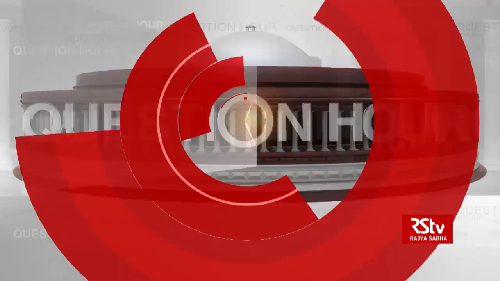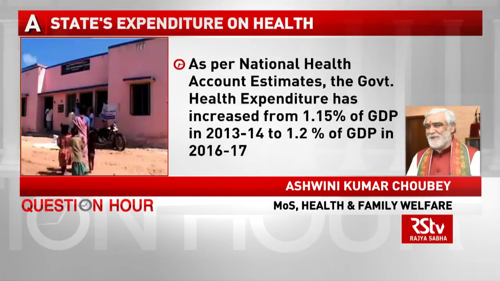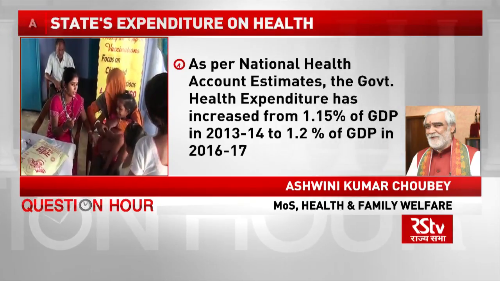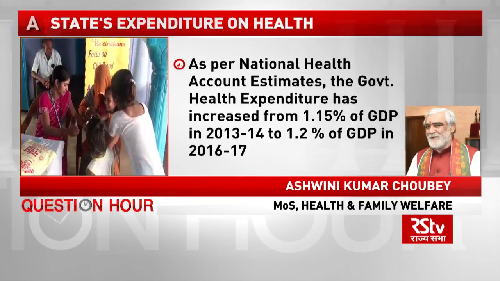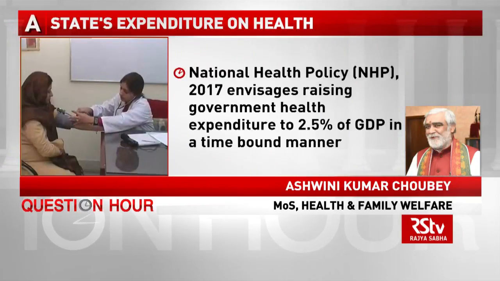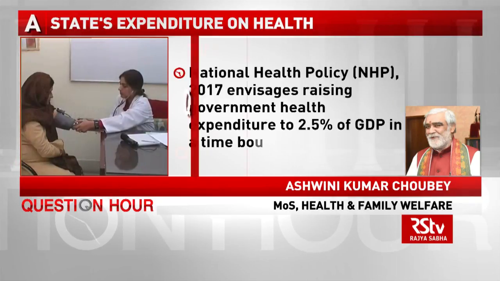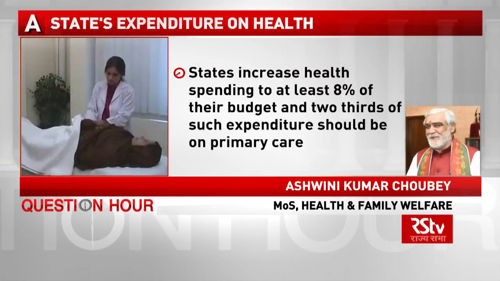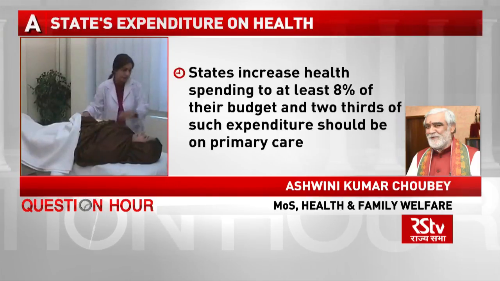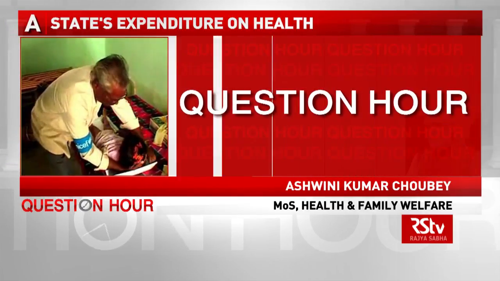The ministry in the reply says that as per the latest available National Health Accounts estimate, government health expenditure has increased from 1.15% of GDP in 2013-14 to 1.2% of GDP in 2016-17. The National Health Policy 2017 envisages raising government health expenditure to 2.5% of GDP in a time-bound manner. Further, it also envisages that states should increase their health spending to at least 8% of the budget, and two-thirds of such expenditure should be on primary care.